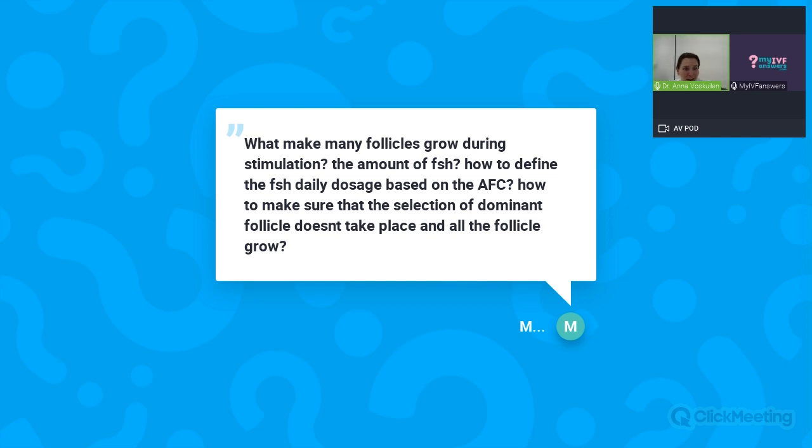How to define the FSH that we give daily, like with injections, with IVF treatments, or even with insemination, because in insemination we can also give a little bit of stimulation to try to increase the outcomes. This is based on different things: the antral follicle count, the age, the weight, the body mass index, which is also important, and also if you have done previous cycles.